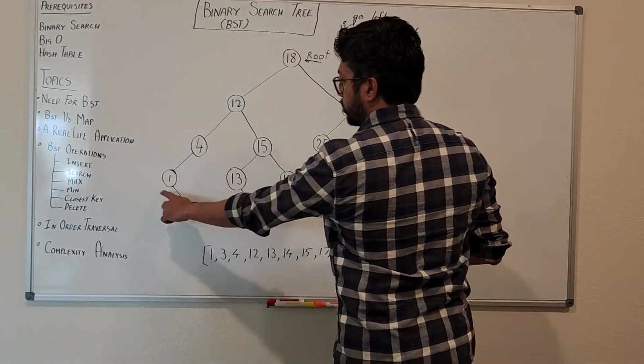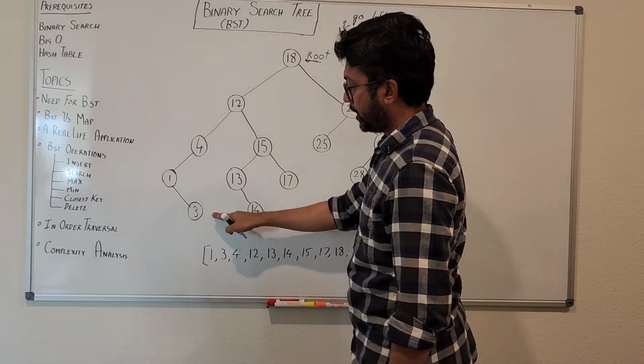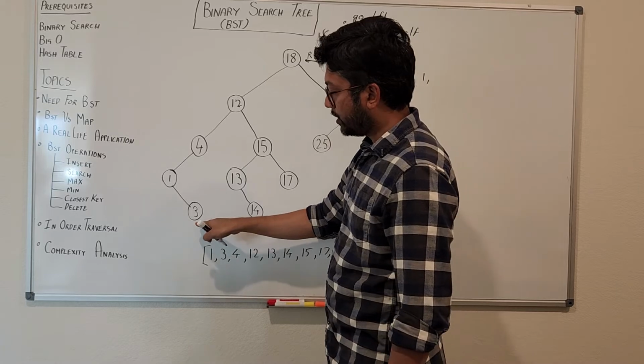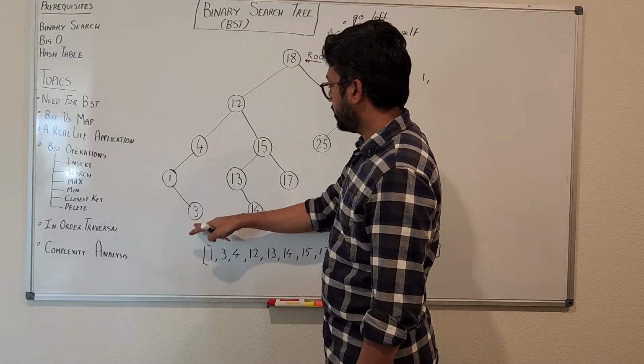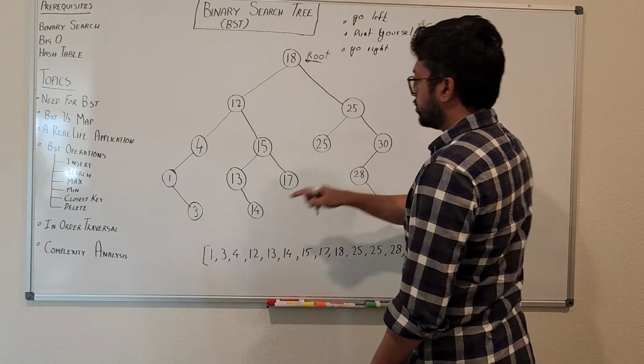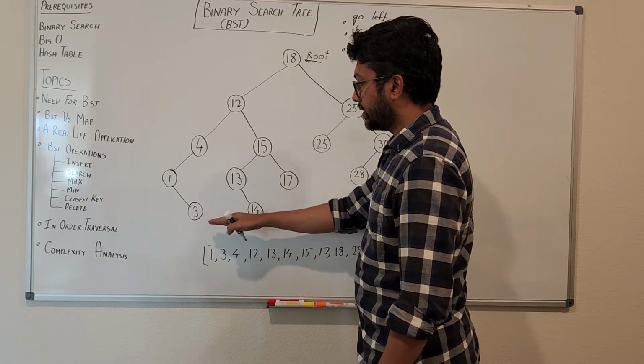So you come here, cannot go left anymore, I'll print myself, 1. Then go right. Now again the same thing. Keep going left until you can't go left anymore. There's no more left here. Then I come back here, print yourself 3. Go right, I can't go right anymore. And this code is done using recursion.